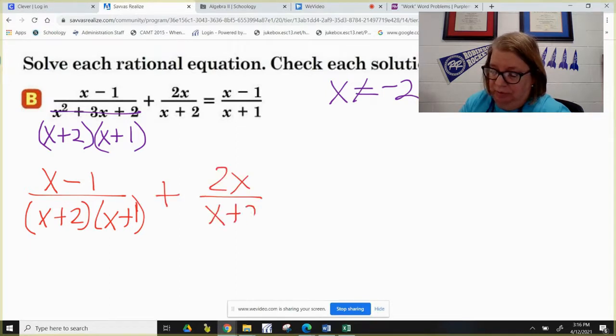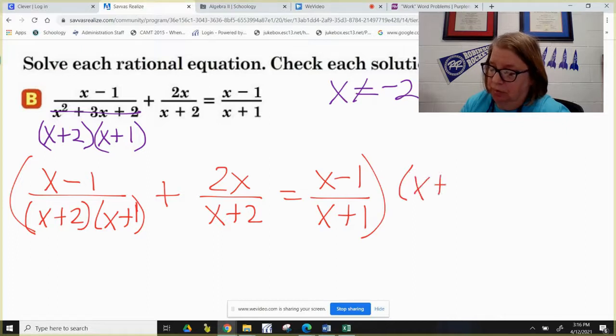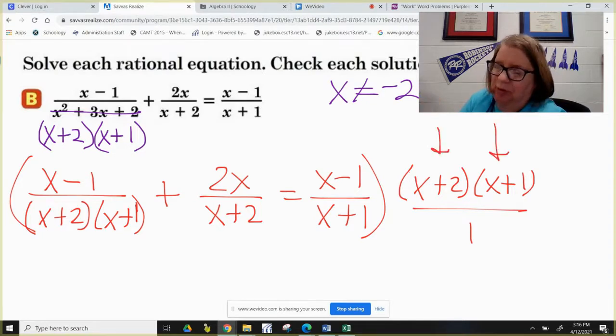I'm going to rewrite it there so I have a little more room. I'm multiplying this whole entire equation by x plus 2, x plus 1. You don't have to have that over 1, but what I'm trying to show you is that those two factors, x plus 2 and x plus 1, are the top. So when we multiply, remember, we cancel out the top and the bottom.